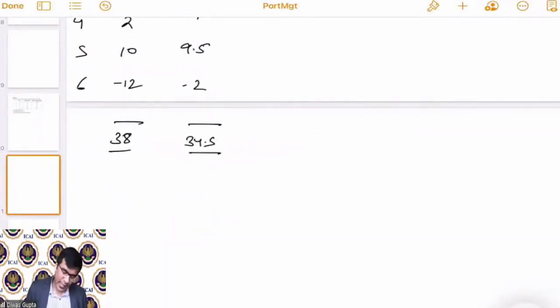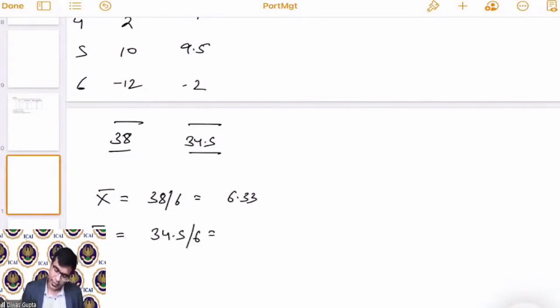So hence, we can calculate the X bar here as 38 by 6, which is equal to 6.33. Y bar can be calculated as 34.5 divided by 6, which is equal to 5.75.